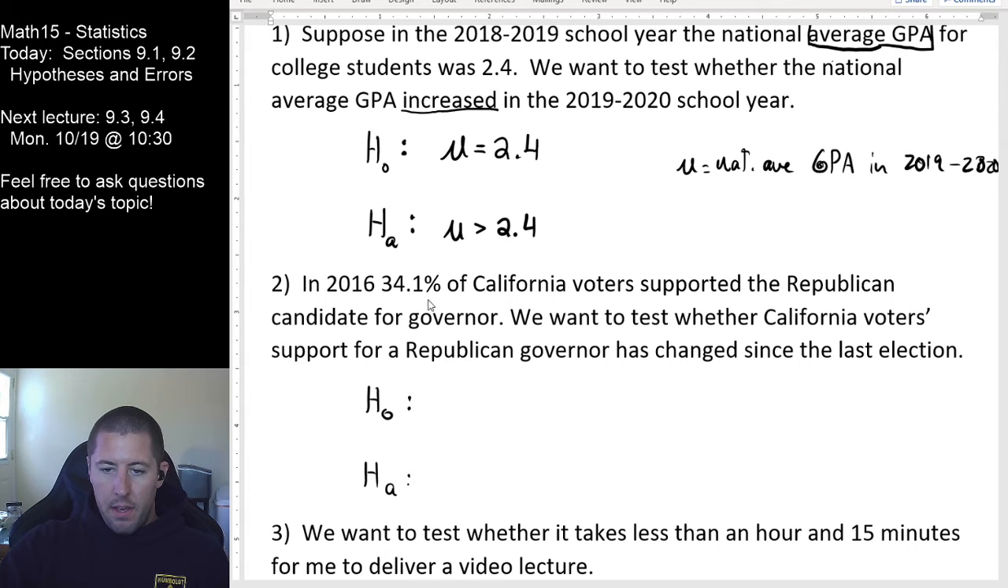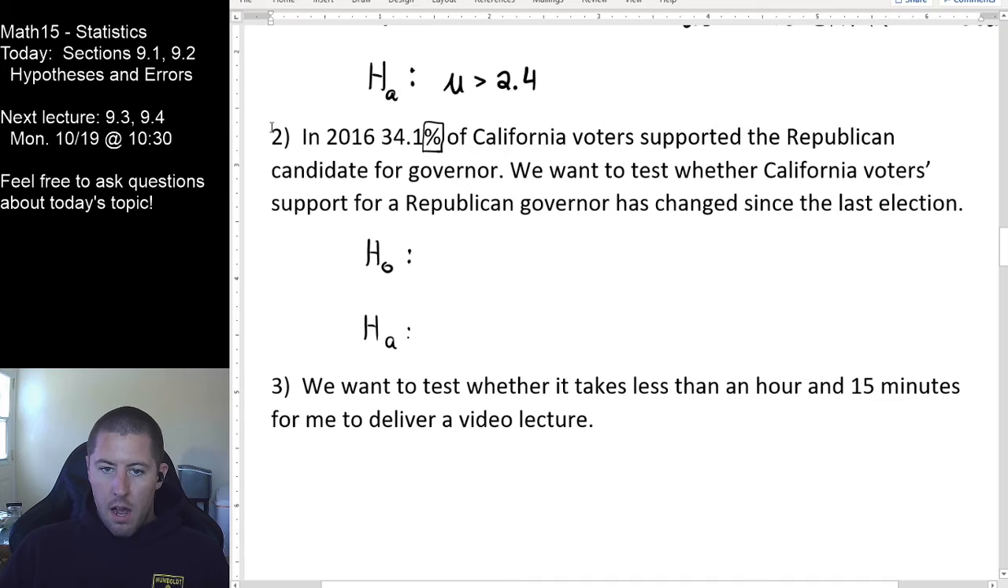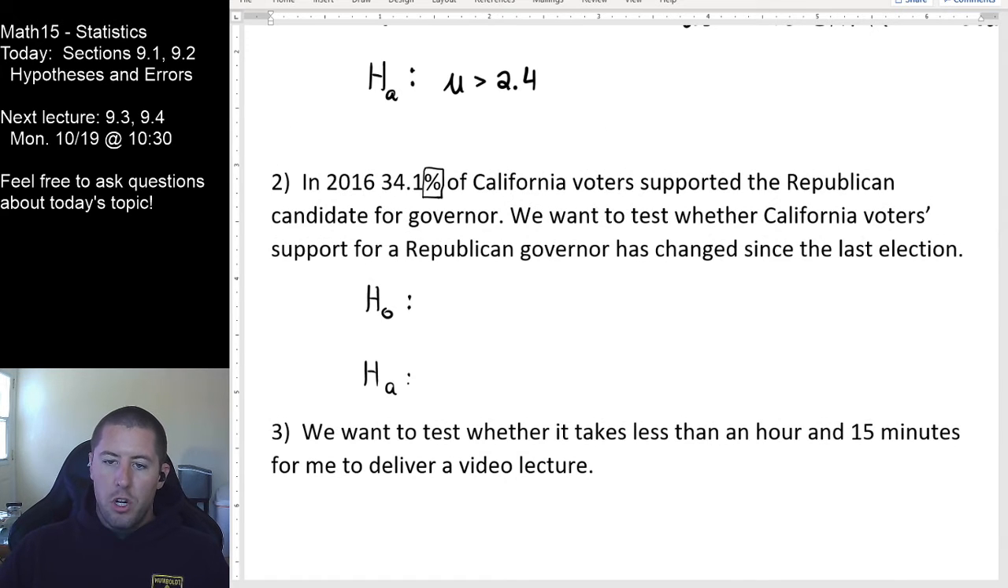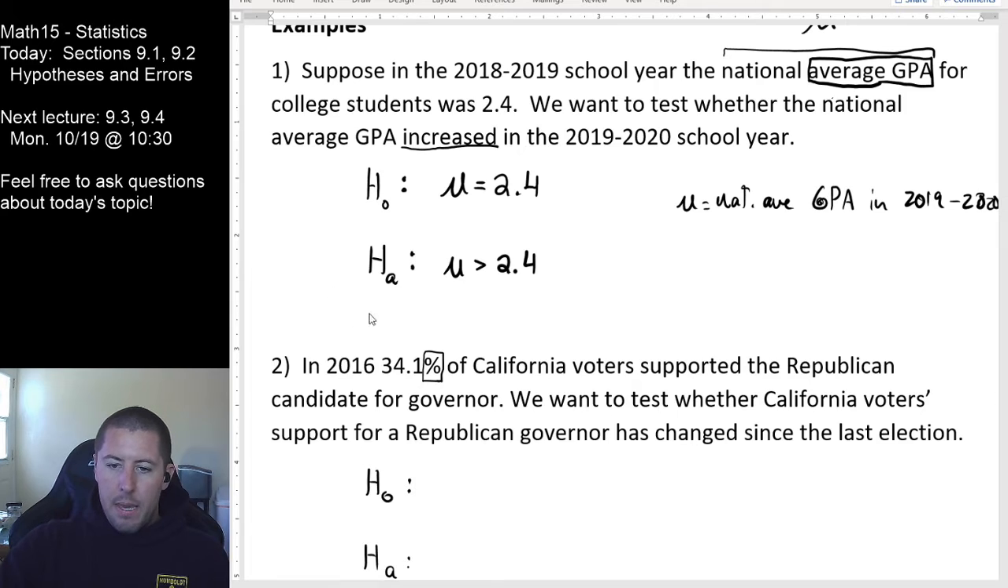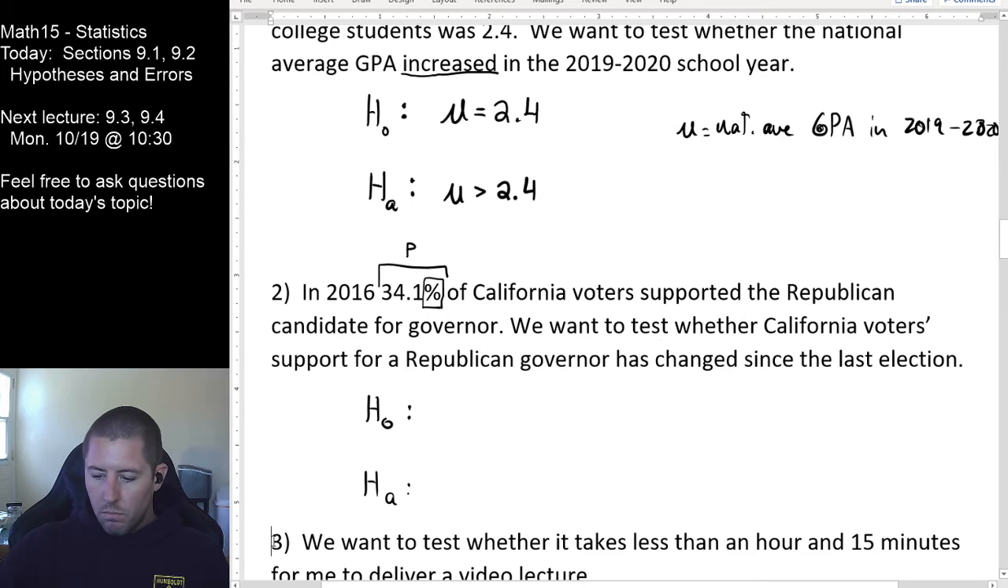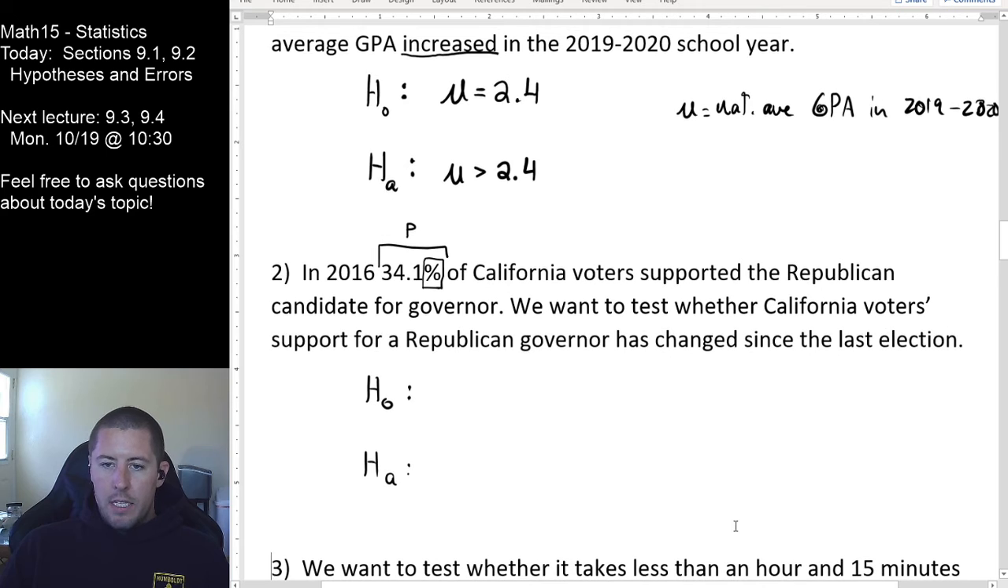When I see this percent symbol right here, this is my big key that tells me that we are definitely talking about a proportion of something, right? This is how I know that we are having a P discussion right here. A proportion, that's the proportion of voters that supported the Republican candidate for governor. So in this case, I think I want to make statements about a proportion.